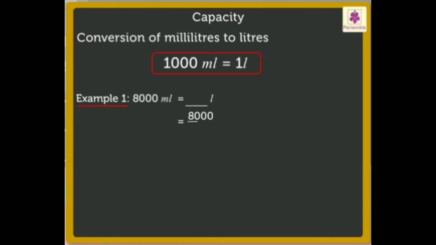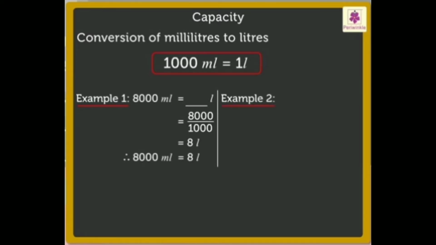So 8000 divided by 1000 gives us 8 liters. We can also remove 3 zeros from the question. Since we are dividing by 1000, we can just remove the 3 zeros there. So what is the remaining number we have? That is our answer. So therefore 8000 ml is equal to 8 liters. You can also divide and write, or else remove the 3 zeros and you can write the remaining numbers.